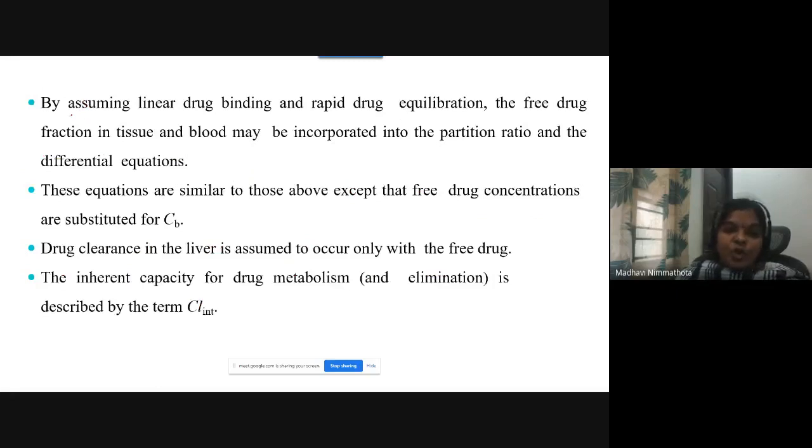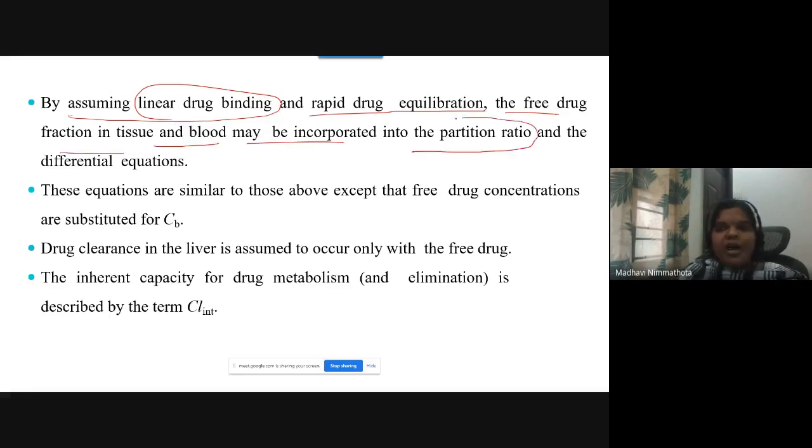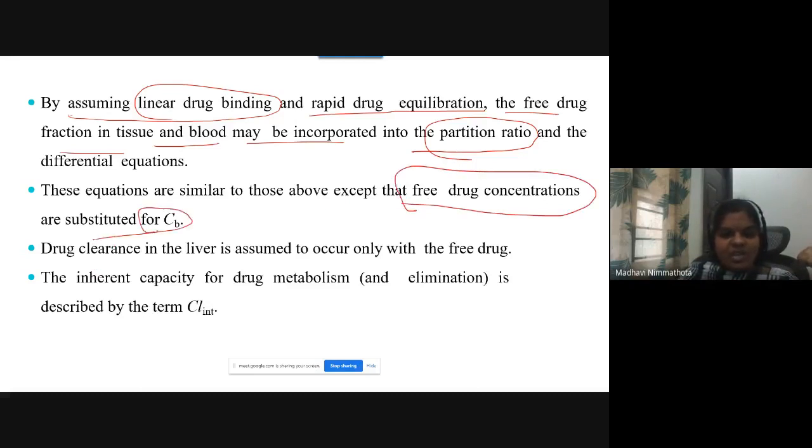And then by assuming the linear drug binding, so I already told you few drugs will be bound to either plasma proteins or blood proteins. So in that case the binding should be linear. So there we will get a rapid equilibrium. The free drug fraction in the tissue and blood may be incorporated into the partition ratio. So for that reason we need to calculate the partitioning of the drug concentration in the tissue and blood. So the equations are similar to the above. The drugs which are having free drug concentrations are substituted with the C of B.